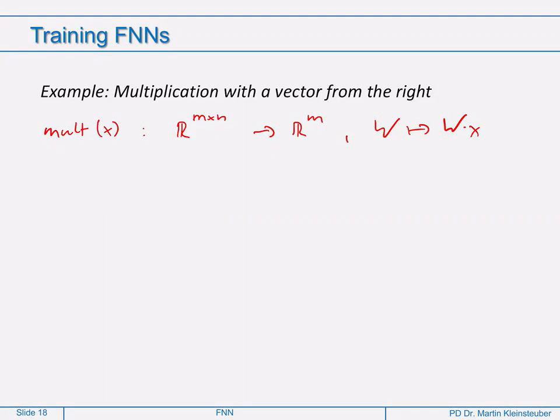Right? So yeah. The unknown here, or the variables here, is the matrix. So I fix my vector X, and I see what it does with a particular matrix if I multiply this matrix with X from the right. Okay, so let's take a very, very easy example.